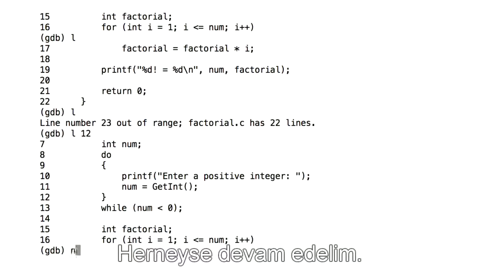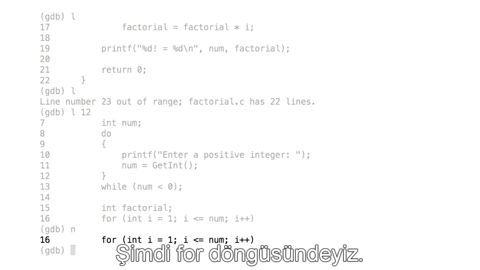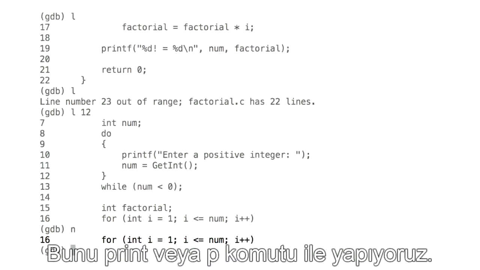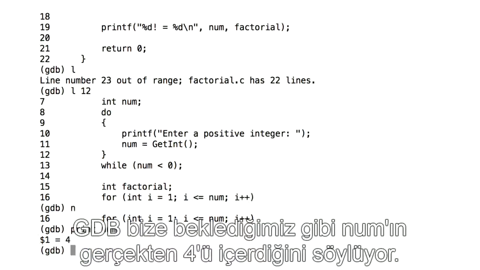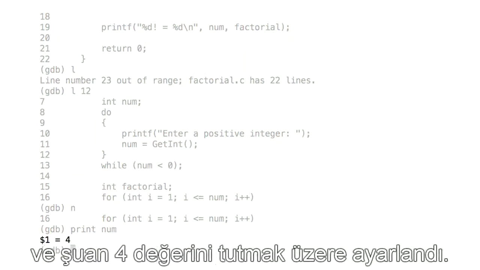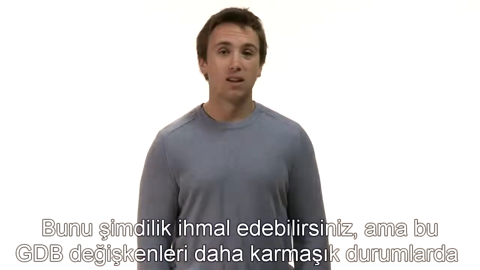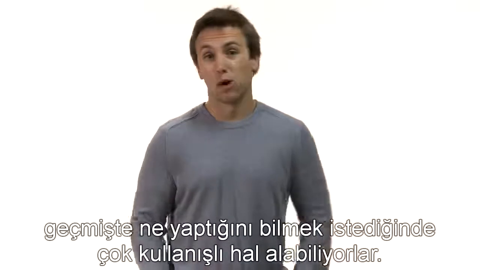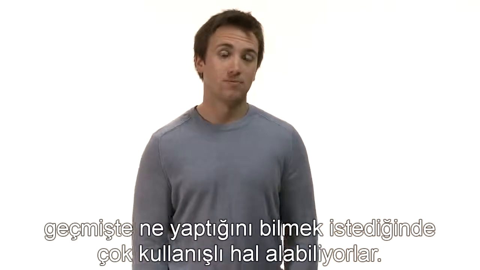Anyway, let's move on. Now we're on the for loop. Let's make sure that our num variable contains 4. We do this with the print or p command. So GDB tells us that num is indeed storing 4, as we expected. The $1 that GDB prints out is a special GDB variable that is now set to store the number 4 as well. You can ignore this for now, but these GDB variables come in super handy in more advanced cases when you want to recall what you've done in the past.